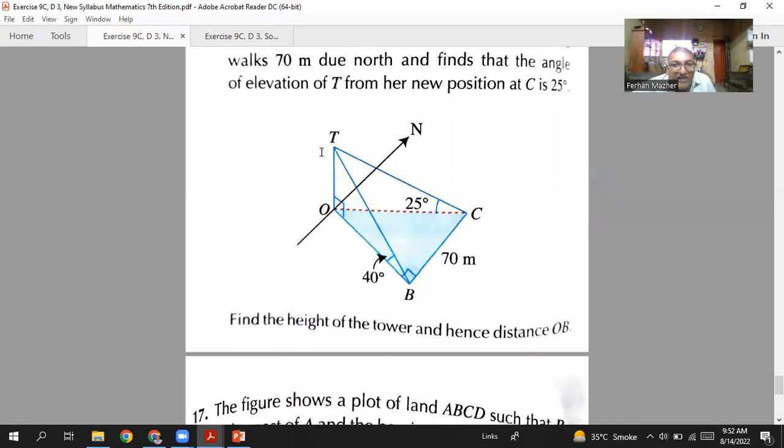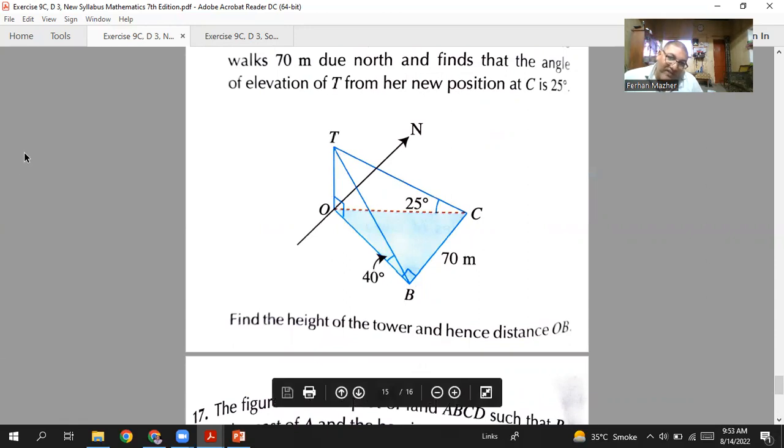Okay, so I need to find out what is the height of this tower. So there are two right angle triangles, one is the right angle triangle BOT, the other right angle triangle is COT, and another right angle triangle is there, that is OBC. So let's start.